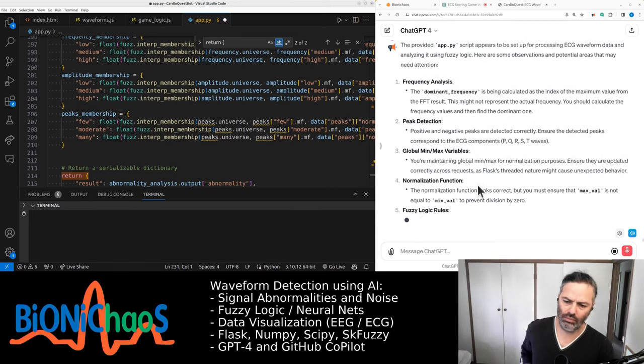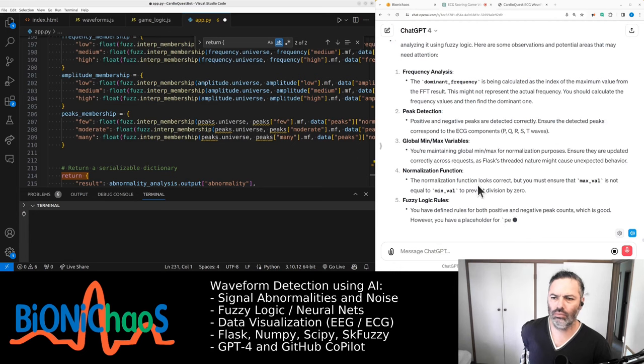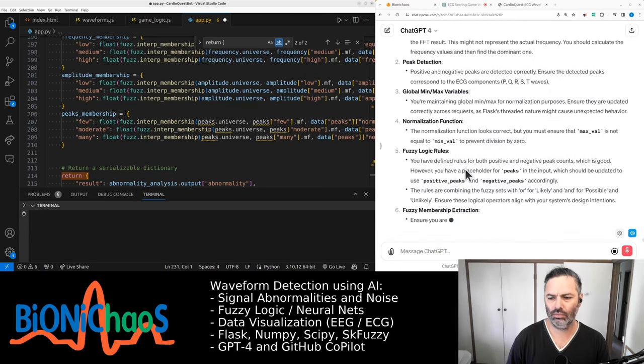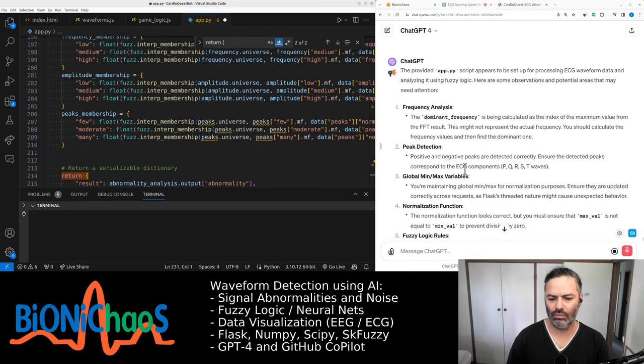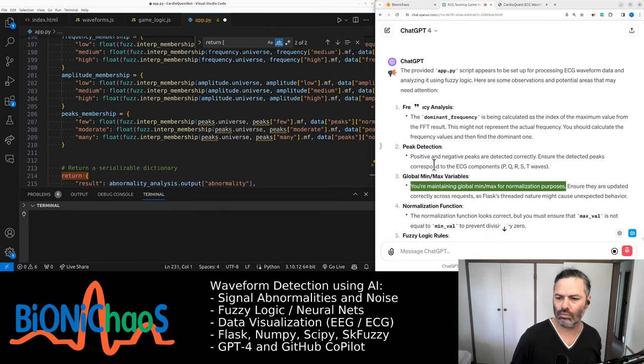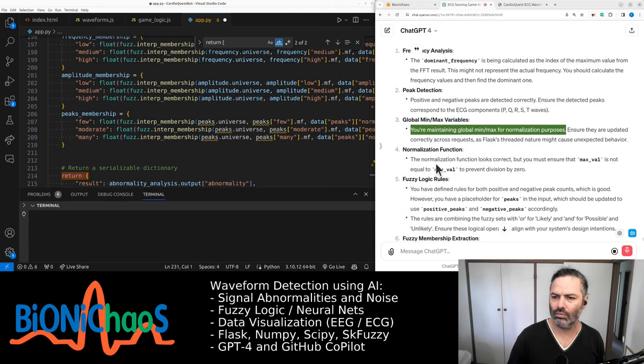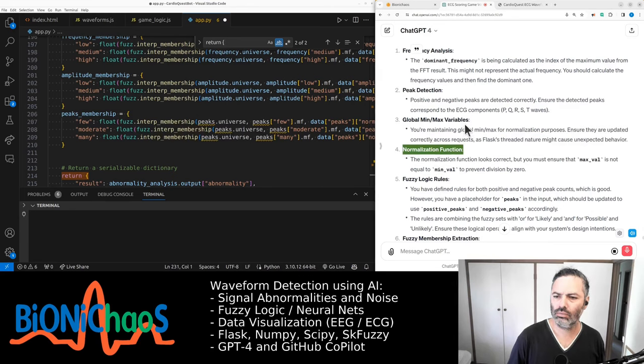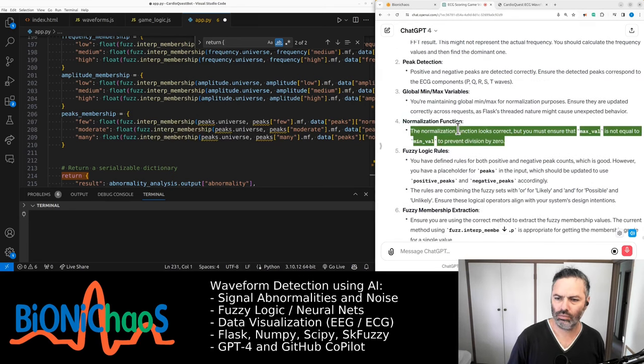Peak detection. Positive and negative peaks are detected correctly. Ensure the detected peaks correspond to the ECG components, P, Q, R, S, T waves. Global min, max variables. You're maintaining global min, max for normalization purposes. Ensure they're updated correctly across requests, as Flask's threaded nature might cause unexpected behavior. Normalization function. The normalization function looks correct, but you must ensure that max_val is not equal to min_val to prevent division by zero.